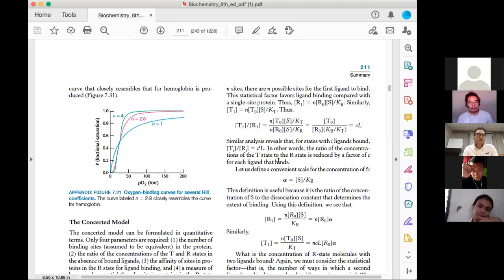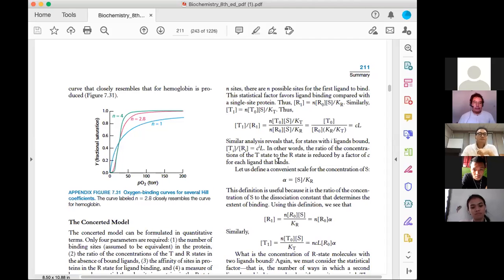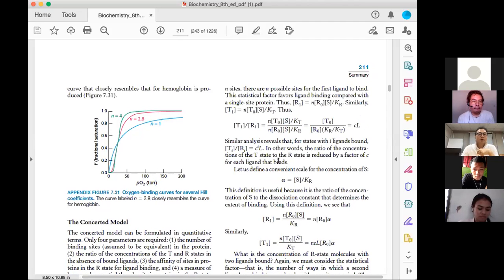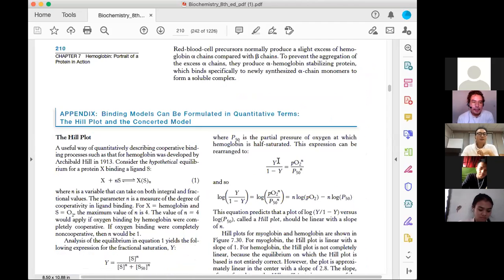Just to give you one example: how cooperative is your team? For example, Ali, you have a team with 4 members, and you want to say you are very cooperative. If you want to give the score, then here is the mathematical model, okay? This mathematical model is called the Hill plot, which is on page 210.